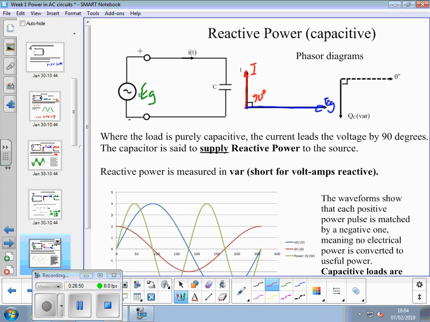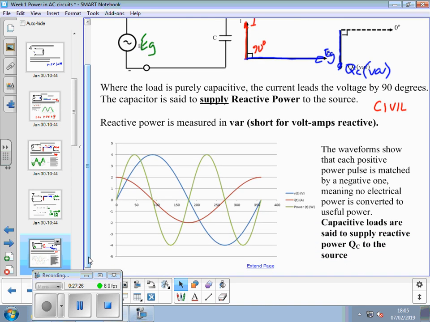So where the load is purely capacitive, current leads the voltage by 90 degrees. There it is in CIVIL: current's ahead of voltage on the capacitive side. We get a QC that is minus 90 degrees, QC in VAR. There's our 0 degrees. Again, the reactive power is measured in volt amps reactive.